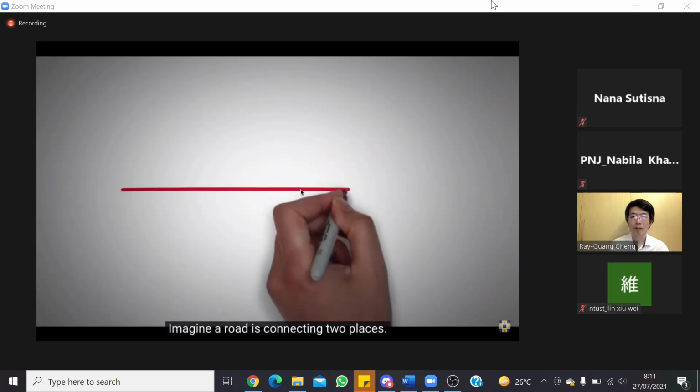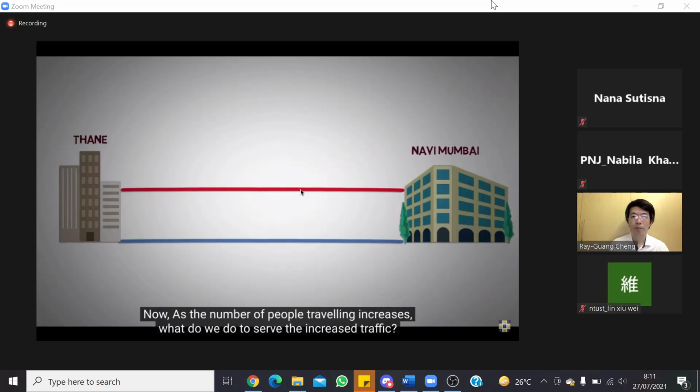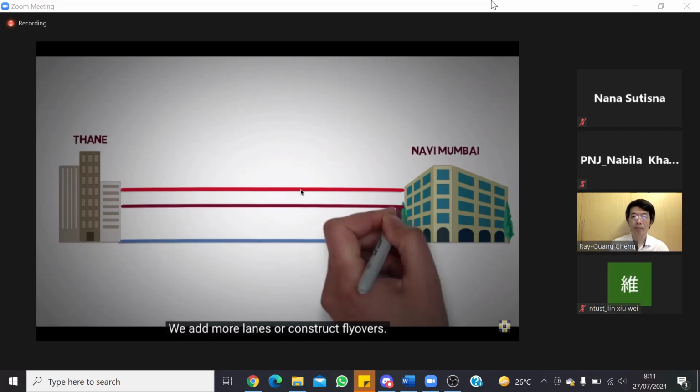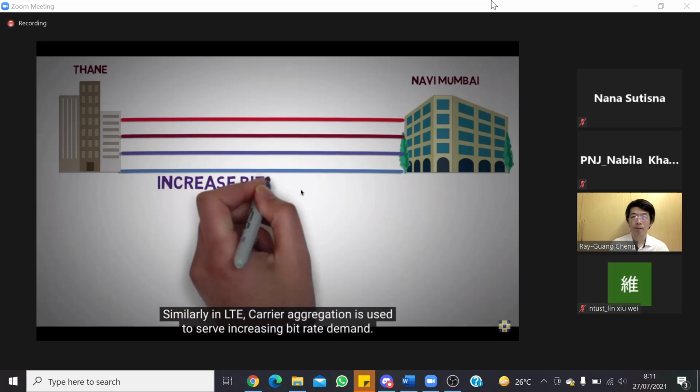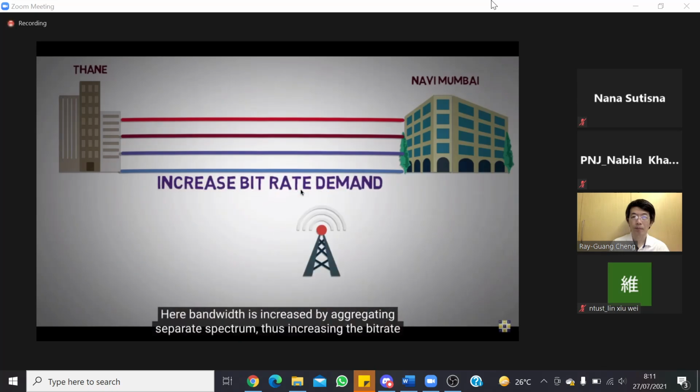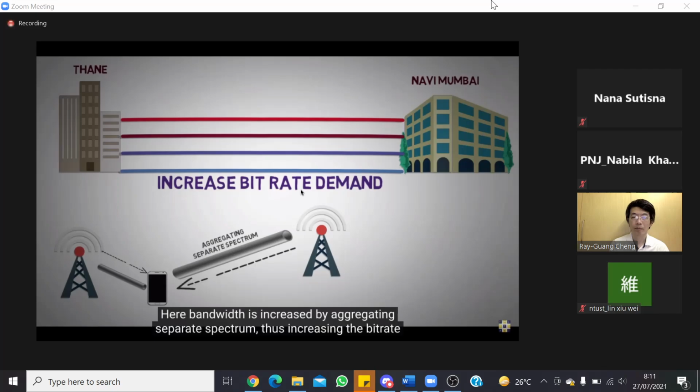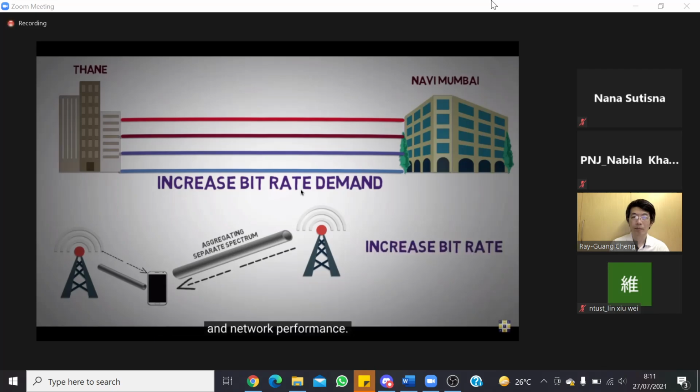Imagine a road is connecting two places. Now, as the number of people traveling increases, what do we do to serve the increased traffic? We add more lanes or construct flyovers. Similarly, in LTE, carrier aggregation is used to serve increasing bitrate demand. Here, bandwidth is increased by aggregating separate spectrum, thus increasing the bitrate and network performance.